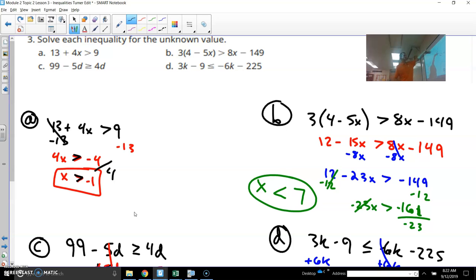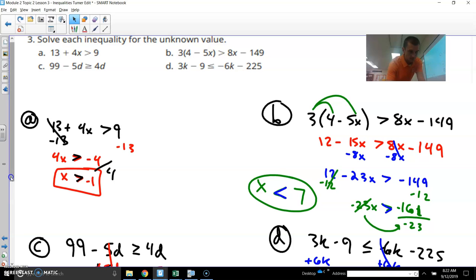So part B, we start with distribution. 3 times 4 is 12. 3 times negative 5 is negative 15. And then we start moving like terms around, trying to get everything on the appropriate side. But right here in the very last step, you're dividing by a negative. And so what you'll see is that the whole time it was a less than symbol until the very end. I've changed it to a greater than symbol because we divided by negative 23 at the very last step.